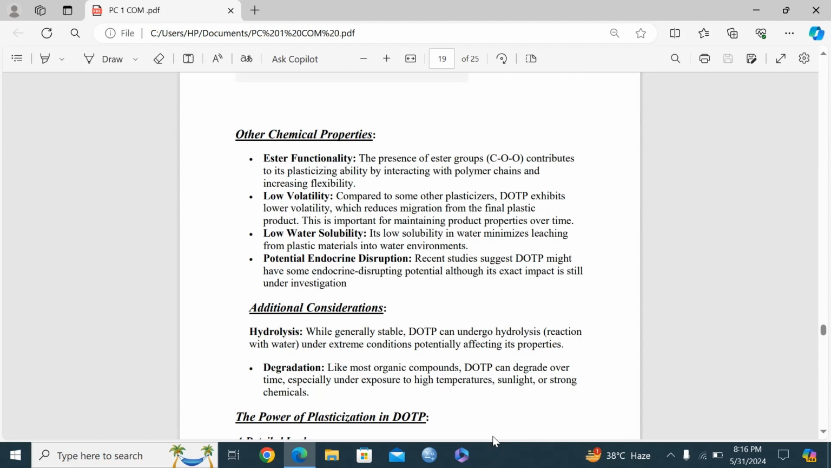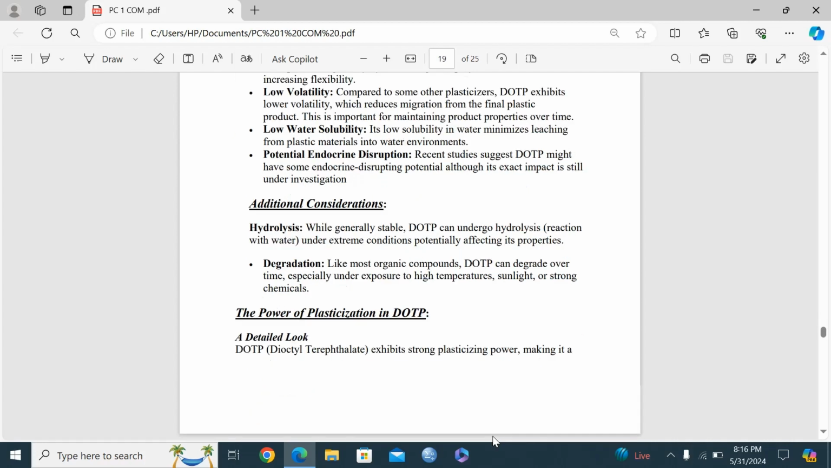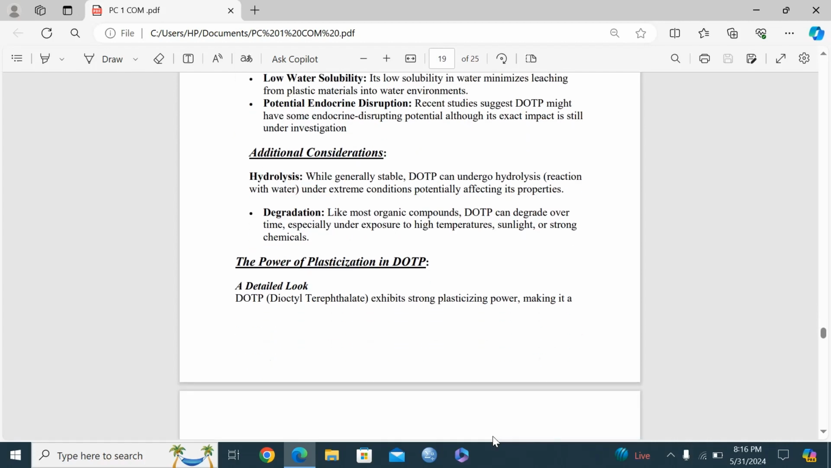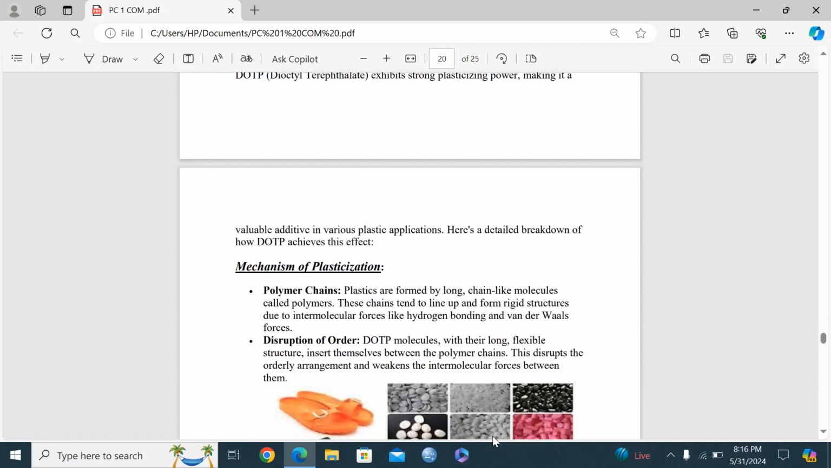Low water solubility. Its low solubility in water minimizes leaching from plastic material into the water environment. Potential endocrine disruption: recent studies suggest DOTP might have some endocrine disrupting potential, although its exact impact is still under investigation. Additional consideration, hydrolysis and degradation: like most organic compounds, DOTP can degrade over time, especially under exposure to high temperature, sunlight, or strong chemicals.